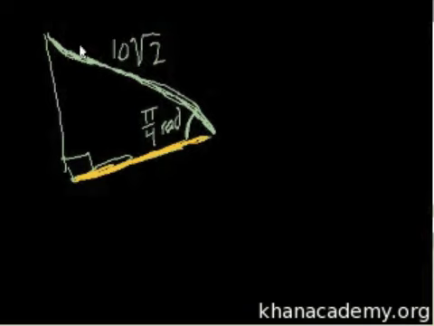Well, this is the hypotenuse. We already know that. This is the opposite side. The yellow side is the adjacent side, right? It's just adjacent to this angle. We know the angle, we know the hypotenuse, and we have to figure out the adjacent side.